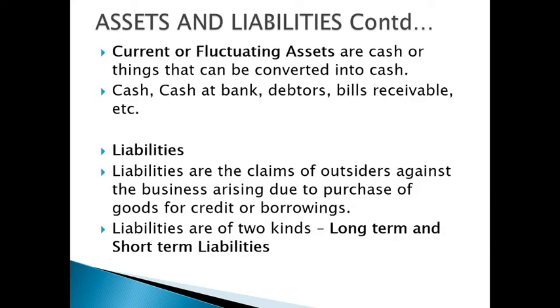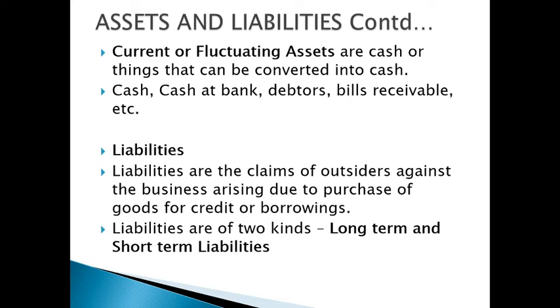And again, we have that division of fixed and fluctuating assets, where fluctuating assets means cash or things that can be converted to cash. Cash in hand, cash at bank, debtors, bills receivable, stock, etc. are fluctuating assets. Again, we are talking about assets.